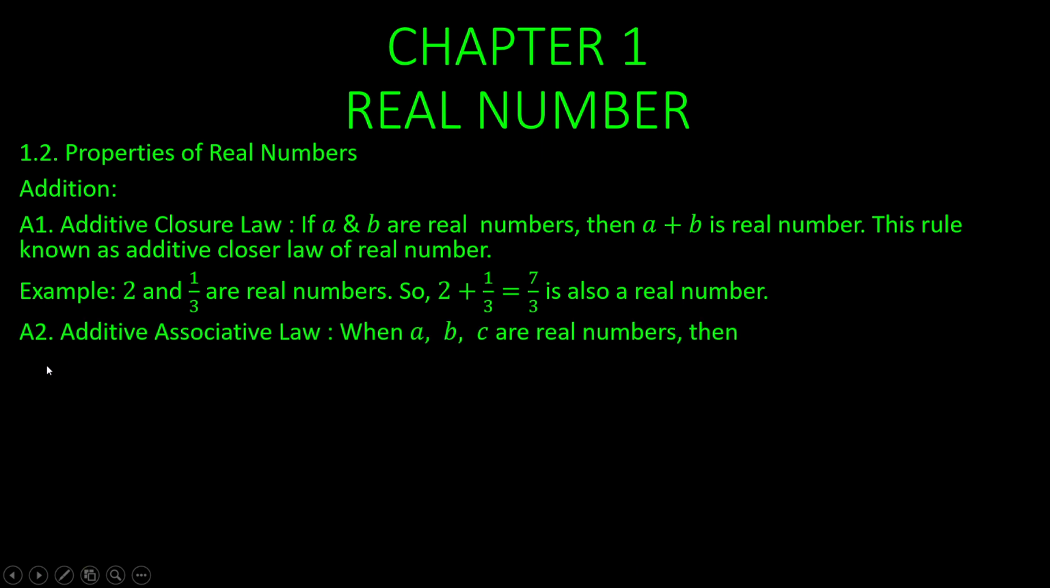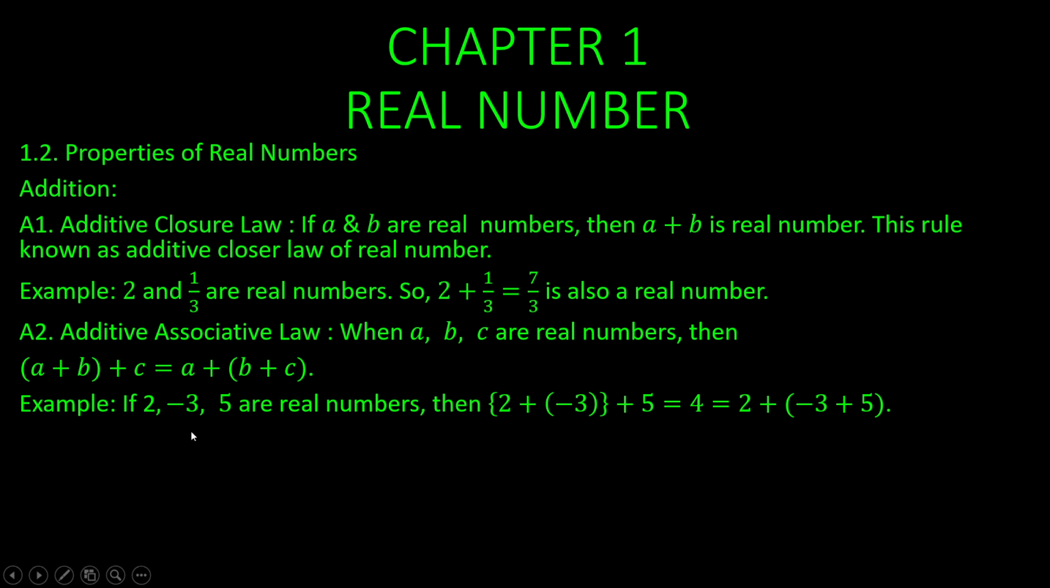Now I am going to discuss the second addition rule of the real numbers, which is known as the additive associative law. When a, b, c are real numbers, if we add c with the sum of a plus b, and if we add a with the sum of b plus c, then they will provide the same result. That means (a plus b) plus c equals a plus (b plus c).